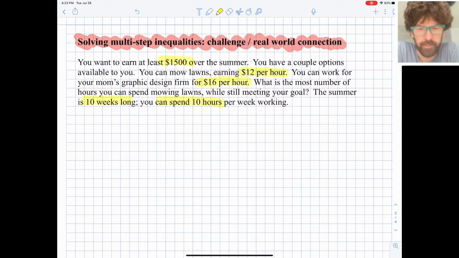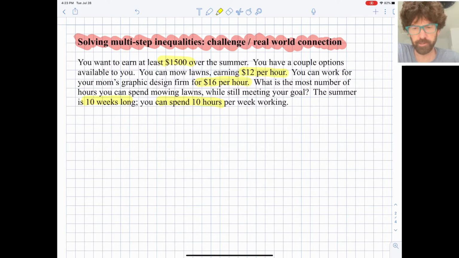So at first glance, it looks like you should just spend 10 hours a week at your mom's business because you earn more money. But I think the implication here is that maybe you'd rather be outside, maybe you more enjoy mowing lawns than working at a computer perhaps. So you're wondering what's the most number of hours you can spend mowing lawns while you're still able to earn over $1,500 over the summer.